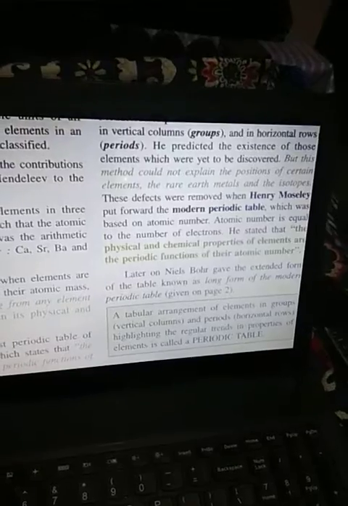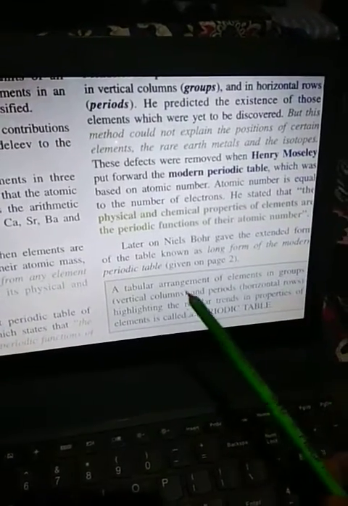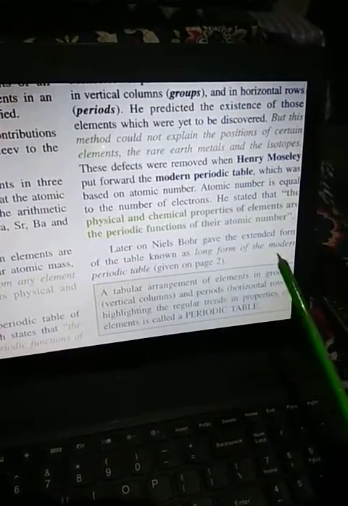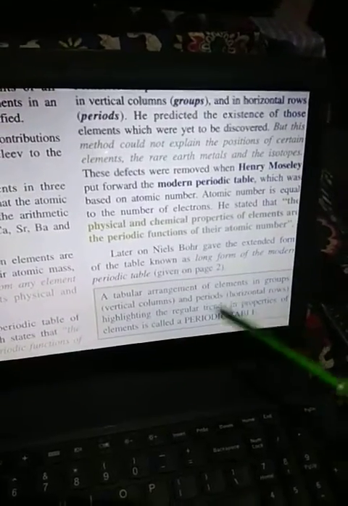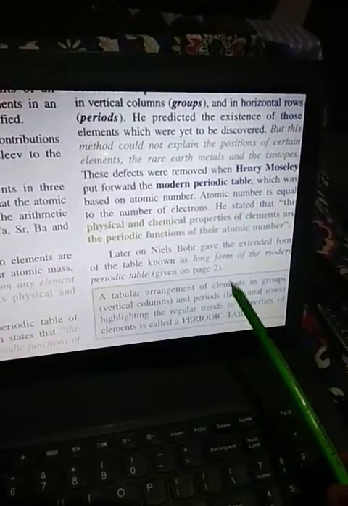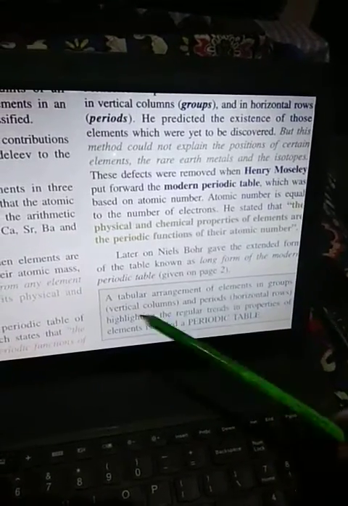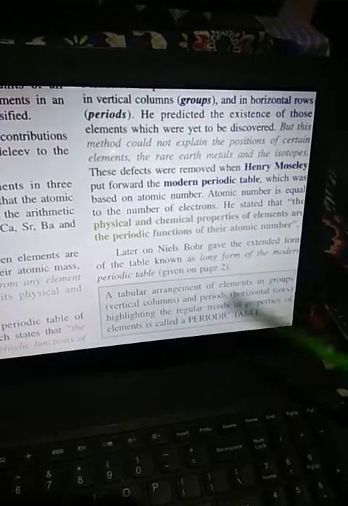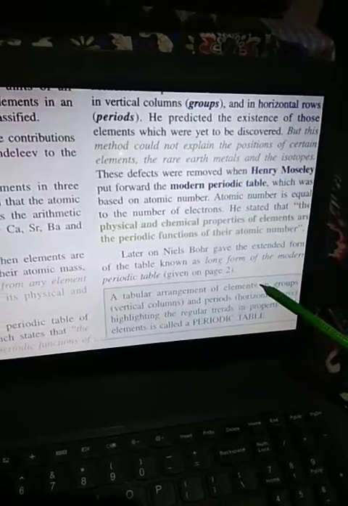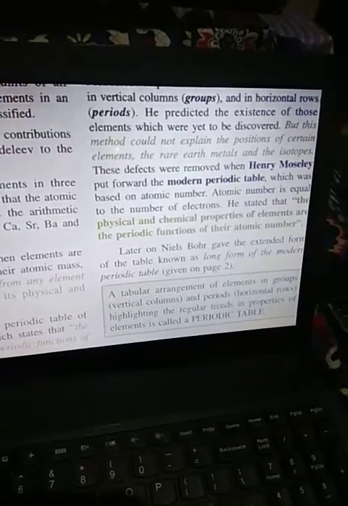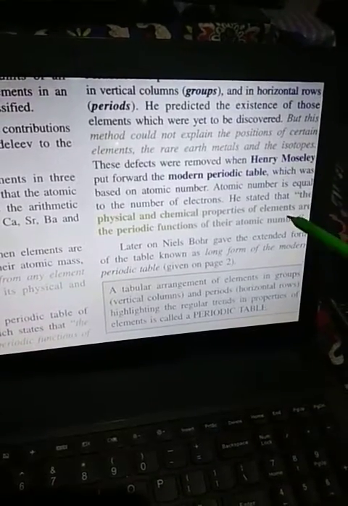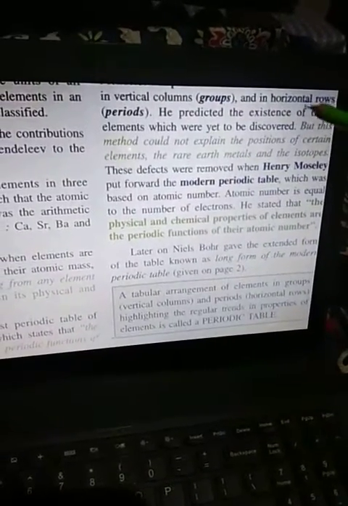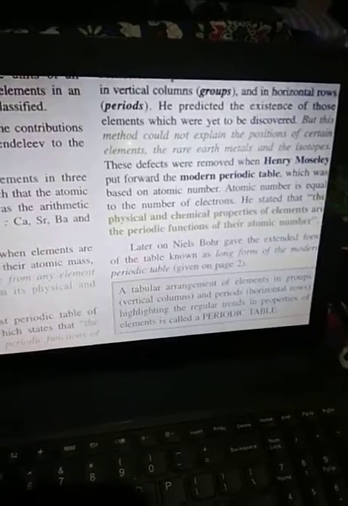Next, after that, what is a periodic table? A tabular arrangement of elements in groups, that we call vertical columns, later on we'll see the periodic table, and periods, that is horizontal rows, highlighting the regular trends in properties of elements, is called a periodic table. So it is generally a tabular arrangement of elements in groups and periods based on their regular, similar physical properties.